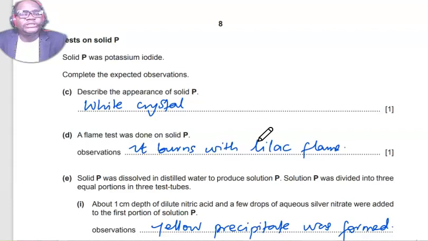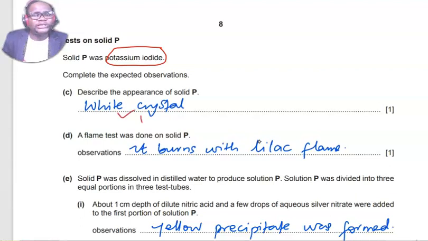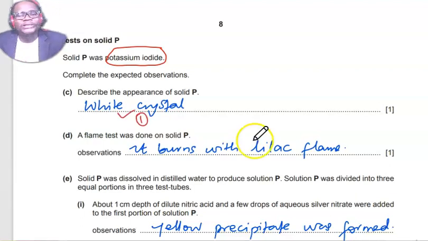Okay, cool. Now for the second solid P, describe the appearance of solid P. They already told you that solid P is potassium iodide. Of course, you know that group 1 metal salts are usually white salts. So definitely this is going to be a white crystal. Potassium iodide will be a white crystal.